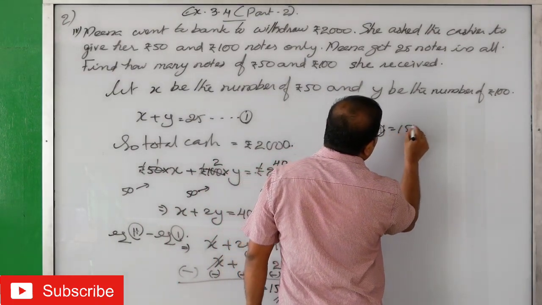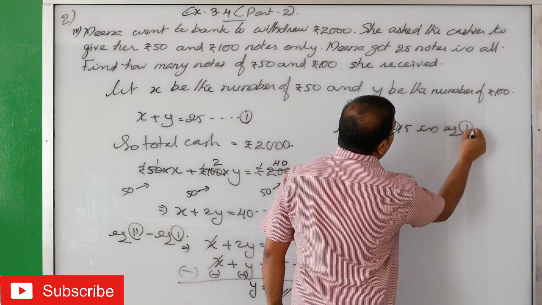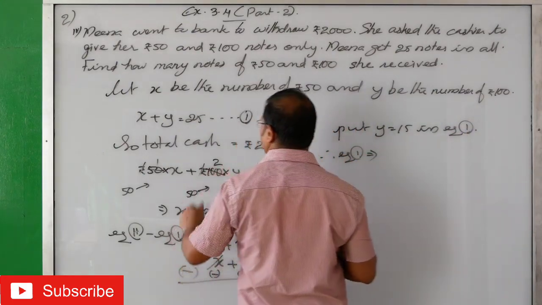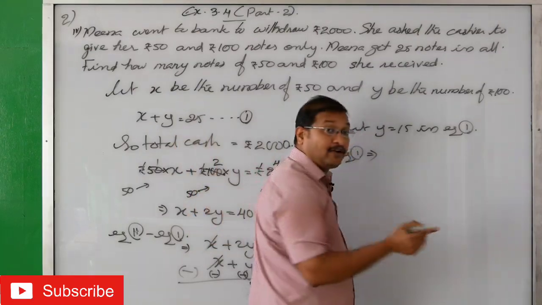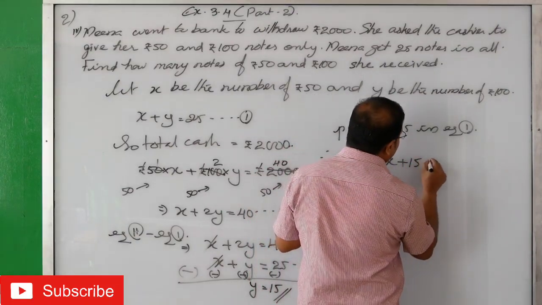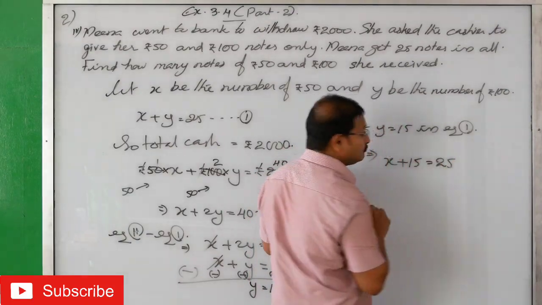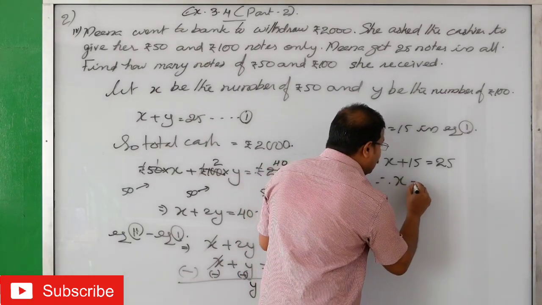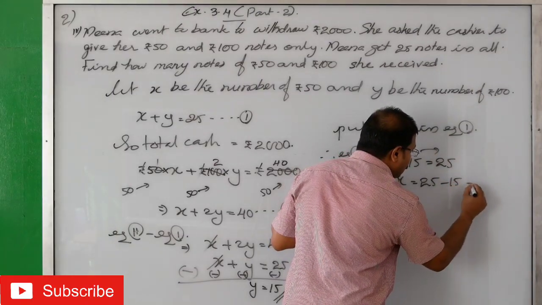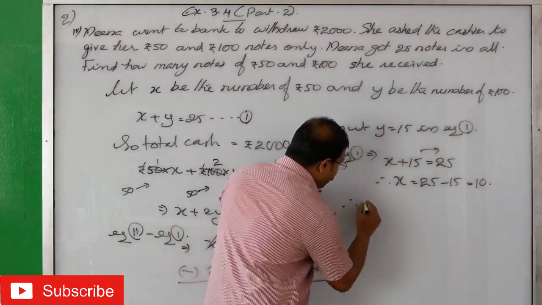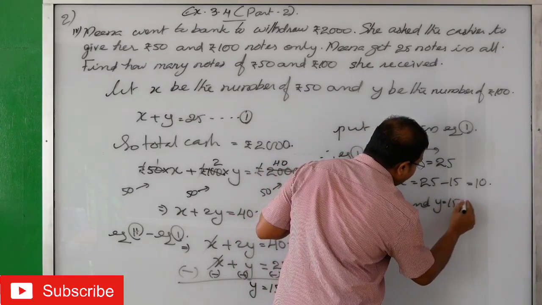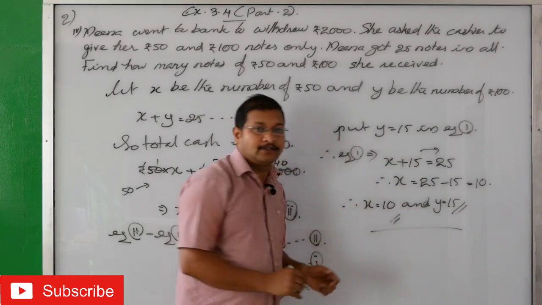Put y equals 15 in equation 1. Therefore, equation 1 implies the first equation. What is that first equation? x plus y equals 25. So, x plus, in place of y, what you will write? 15 equals 25. Ready? Therefore, x equals, what you will do? 25. 15 goes next side, minus 15 equals 10. Ready? Therefore, x equals 10 and y equals 15. Ready? Let's go to the next.